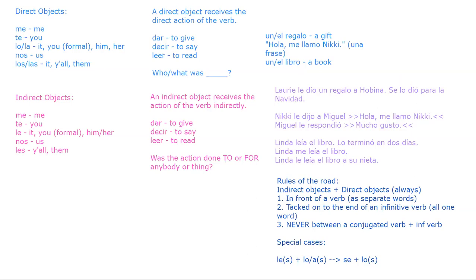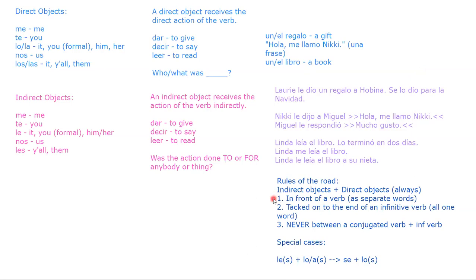Let's get into that. All right. Where we put them. We can put our indirect followed by our direct objects. If we have both, we can put them in front of a verb. If we do that, we write them as separate words like here, where we say, se lo dio. We've got a space in between each of those. There are 3 separate words, se lo dio. My indirect followed by my direct objects are in front of my verb.